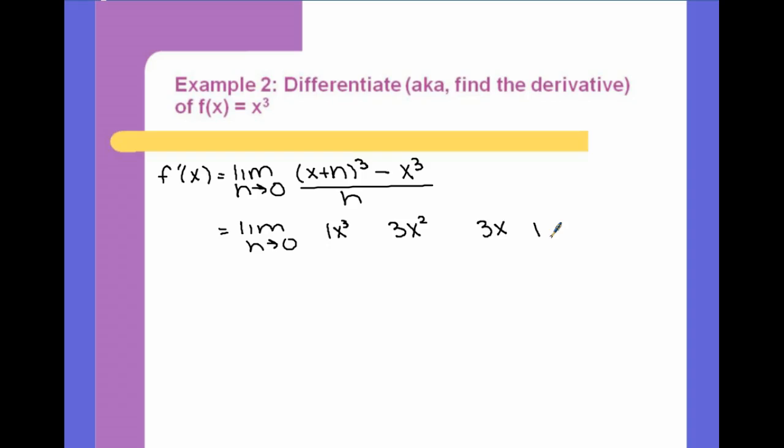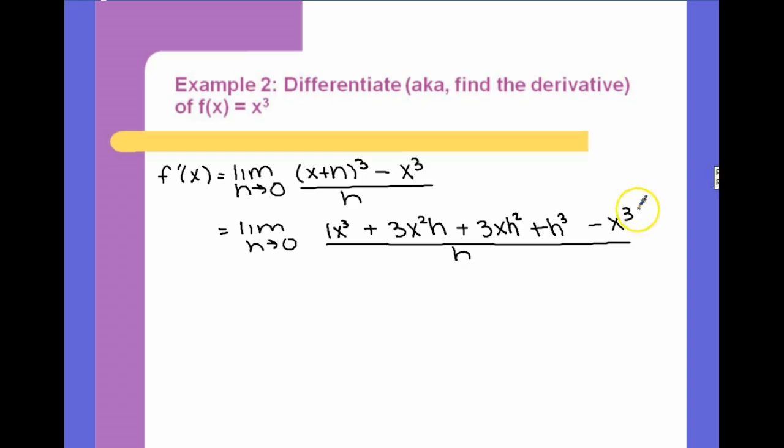No h, h to the first, h squared, h cubed. Ran out of room. Always plus signs between them for Pascal's. If that were a minus, the signs would alternate, because if you think about when you multiply things together, we'll go positive, negative, positive, negative. So that represents this, and then we tag along our minus x cubed all over h.